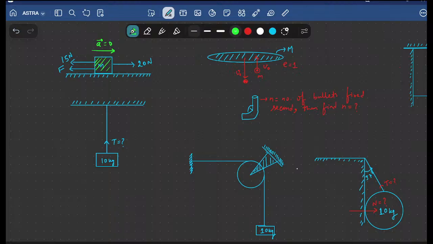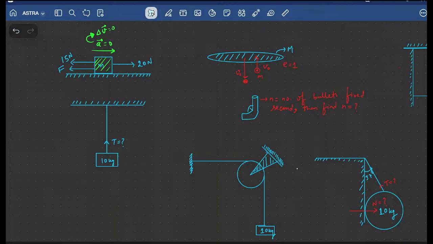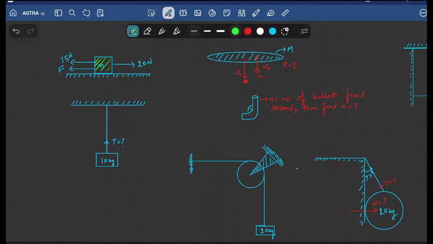Generally, students have a misconception that if the acceleration is 0, it means the change in velocity is 0, so the body is at rest. But they don't understand the broader perspective. The broader perspective says that if the acceleration is 0, it means either the body is at rest or it is moving with constant velocity. Either the body is at rest or it is moving with fixed velocity.